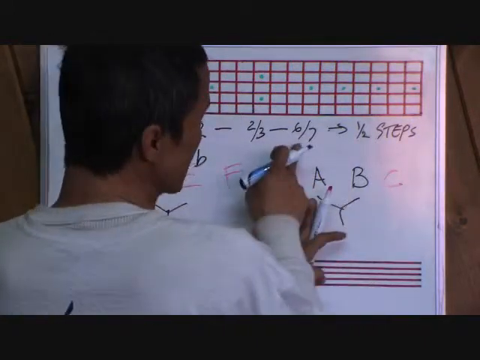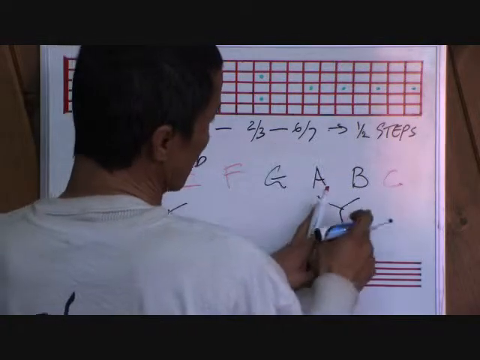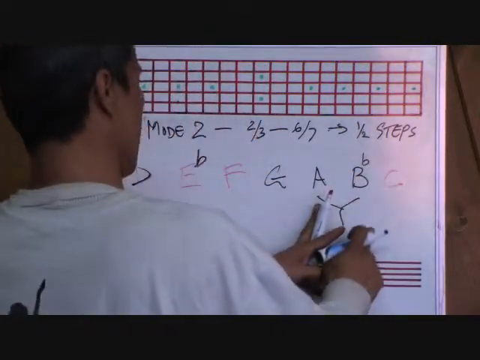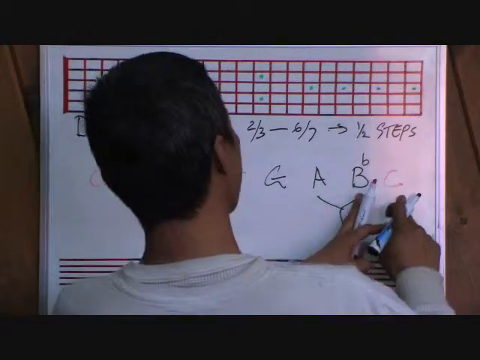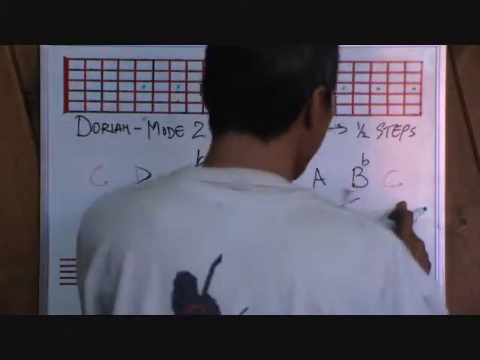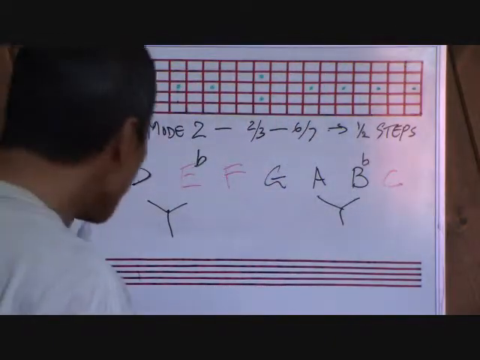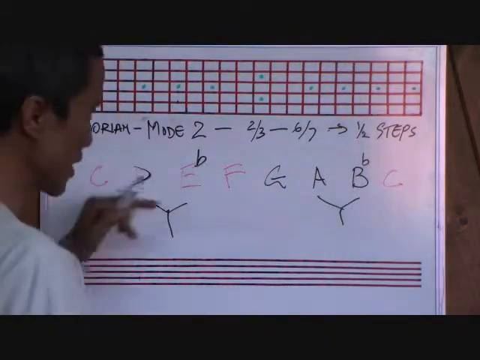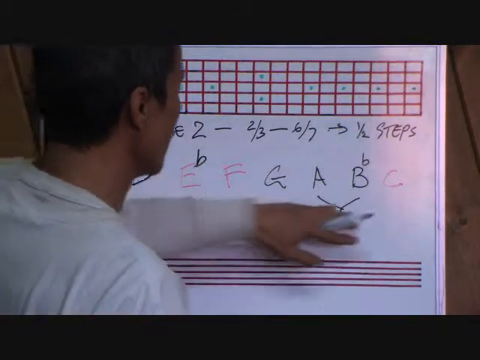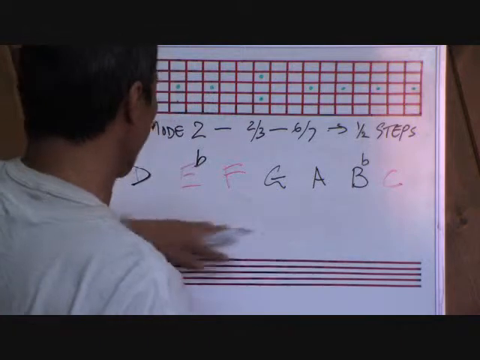The formula says half step as step 6 and step 7. You need to flat the B. B flat to C, 7 to 8 step, is a full step. You have the full step here, leave it alone. There you go. The C Dorian, C mode 2. It has 2 flats, the E flat and the B flat.